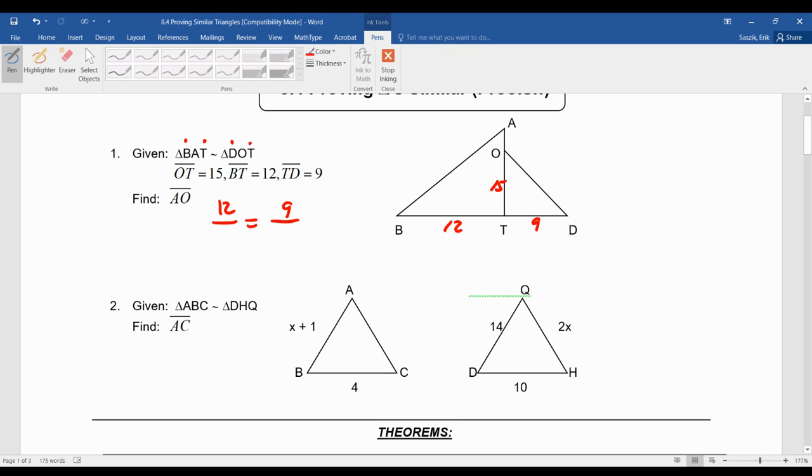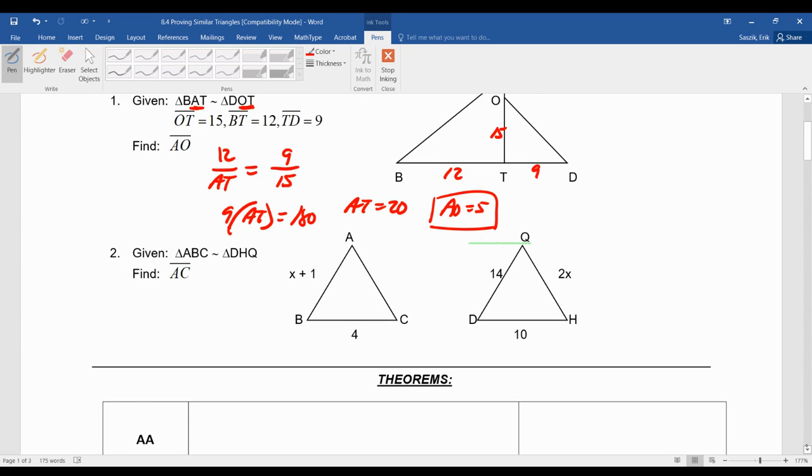Now let's see, what else do we know on the other one? We know OT. OT is 15. And OT corresponds to AT. So let's go ahead and find AT. Cross multiply, 9 times AT equals 180. So AT equals 20. And clearly AO is then 5. So you got to pay attention to the letter pattern. Make sure you match things up correctly.